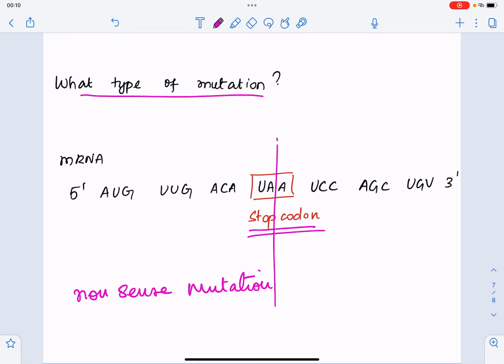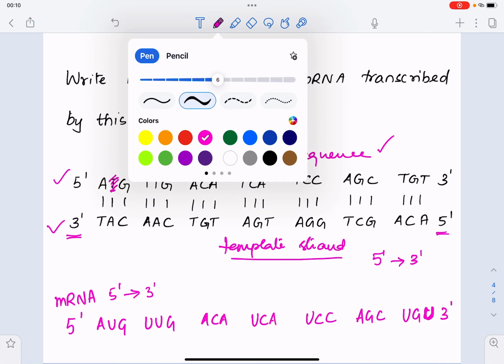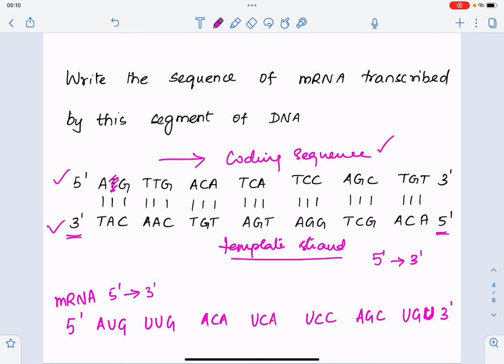So this is how you decode a DNA sequence to its corresponding mRNA sequence and then to its corresponding amino acid sequence. Thank you all.